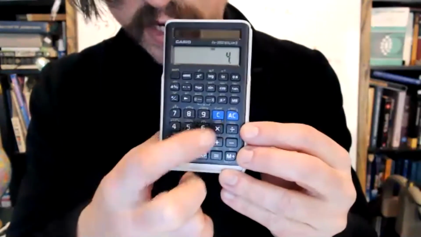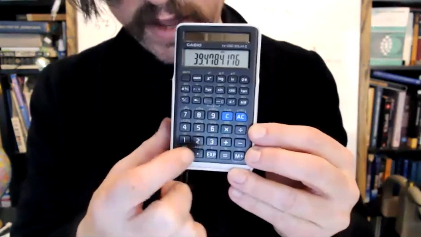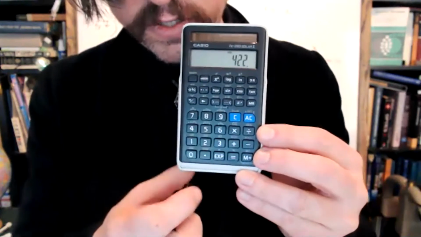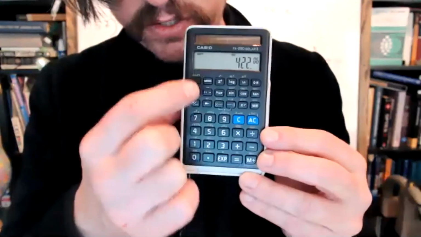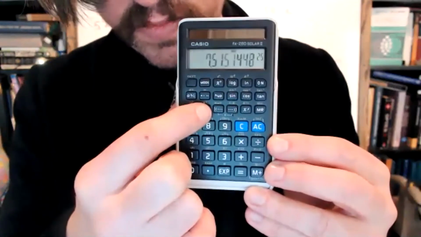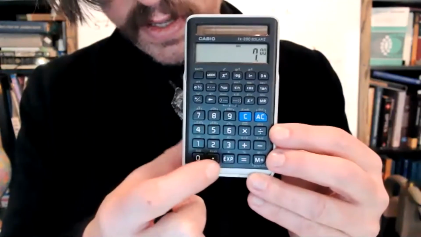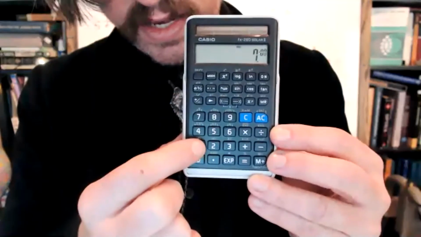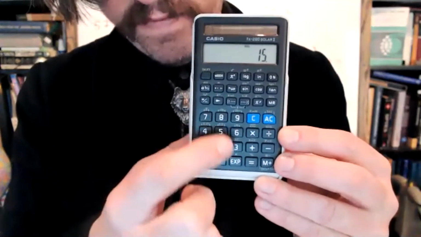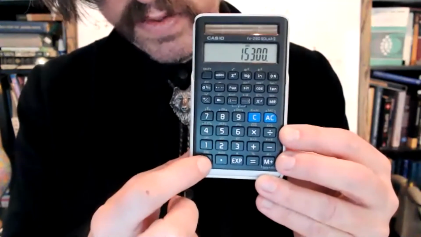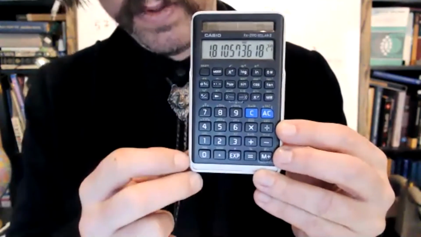Four times pi squared times 422 exp 6, shift x cubed, divided by 7 exp negative 11, divided by 153,000 squared, equals.